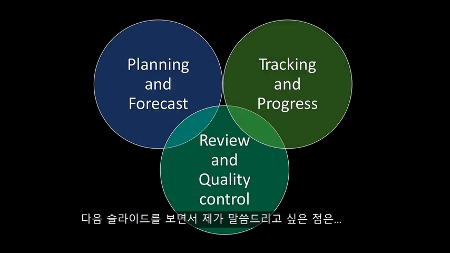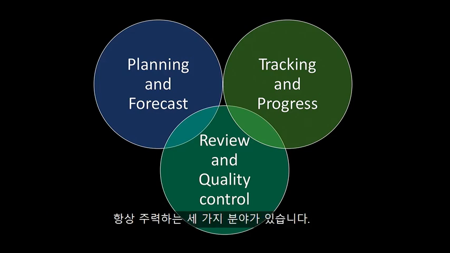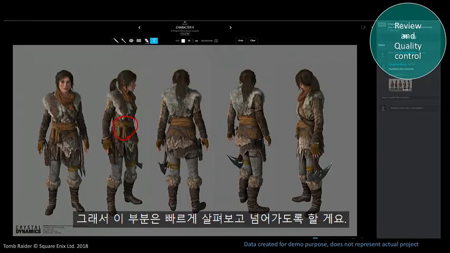For the next few slides that I'm going to walk you through, these are how I used Shotgun across different studios in the past. There are 3 aspects that I'm always focused on. The first is planning and forecasting, then tracking and progress, and also review and quality control. You probably already saw quite some examples from Kimberly of how we use the version and submitting art assets, so I'm just going to go through this real quick.